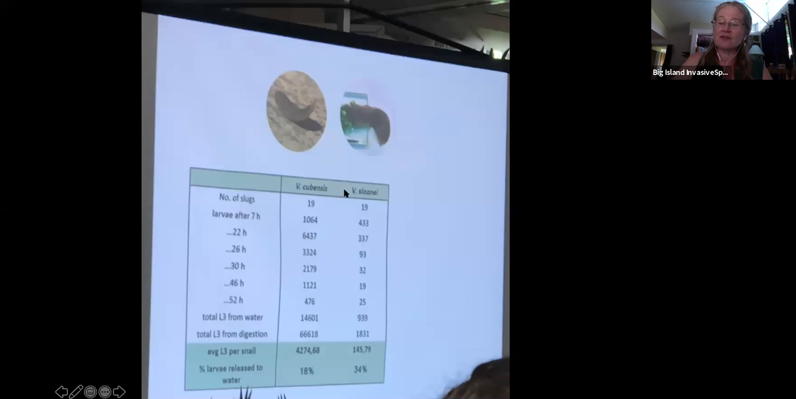This is just two different types of slugs that were drowned, not even semi-slugs, and it shows you how many larvae were in the water. So this Cuban slug, after 7 hours, they found 1,064 larvae in the water, and then going down by hours. For days afterward, there were still live larvae in the water. So it is something you should definitely be careful of. If you've had water sitting outside, you don't want to drink from it if there's any chance a snail or slug fell in there.